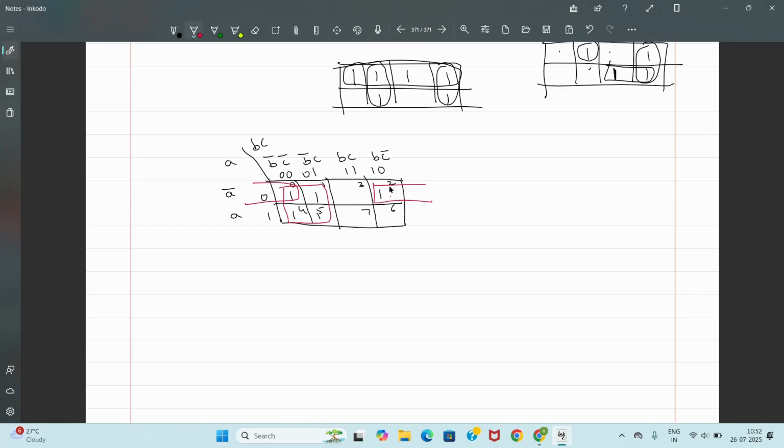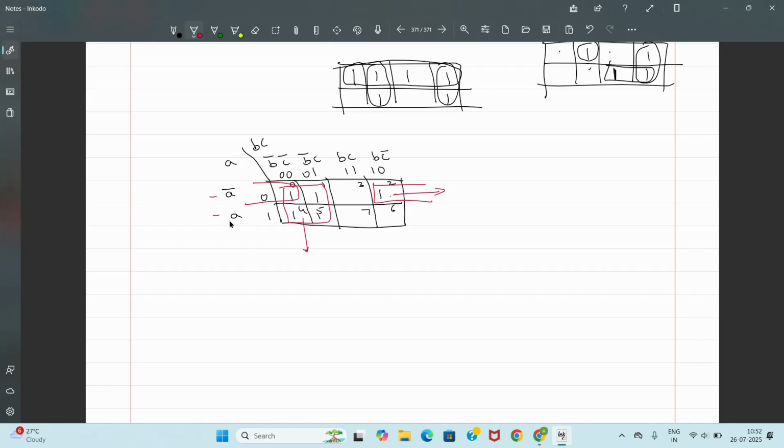I'm grouping cell number 2 only with the value in cell number 0, so this becomes a pair. Now, how do we write the equation for this? For the first group, the quad, check which rows are covered. Both rows are covered, and you have to see which variable is common in the two rows.